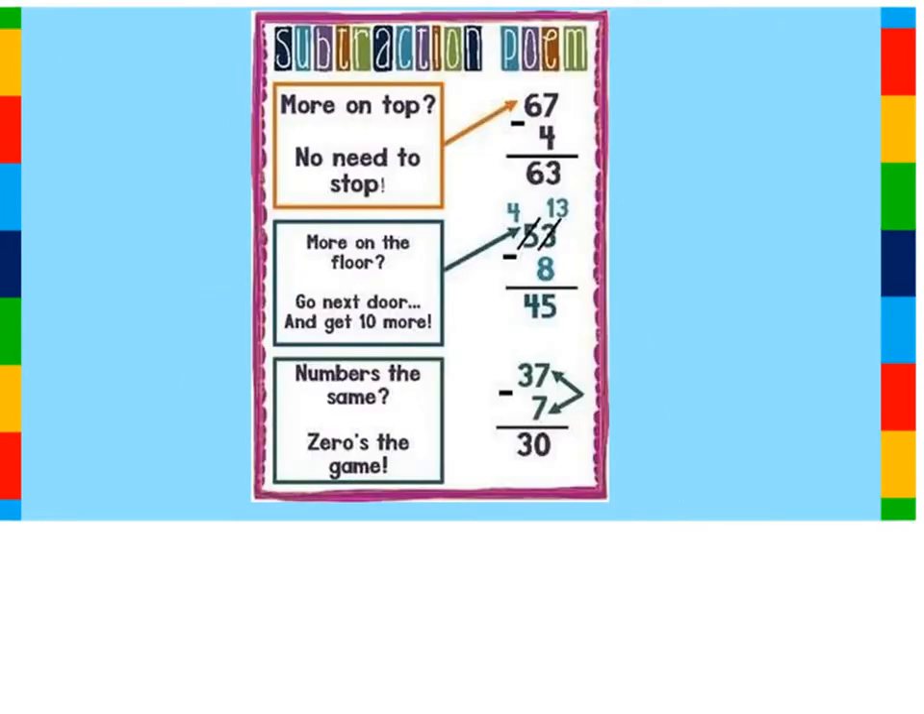Let's do a quick review of our subtraction poem. It says, more on top, no need to stop. That means that the 7 ones is bigger than the 4 ones. No need to stop, just subtract straight through. More on the floor, go next door and get 10 more. That means this number 8 is bigger than the number 3, so that 3 in the ones place is going to go to the tens place and get 10 more. Numbers the same, zeros the game. 7 minus 7 is going to be a 0.